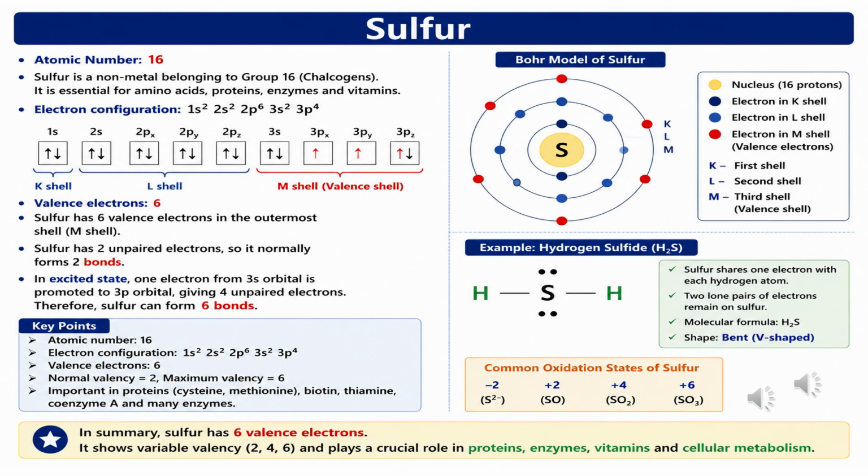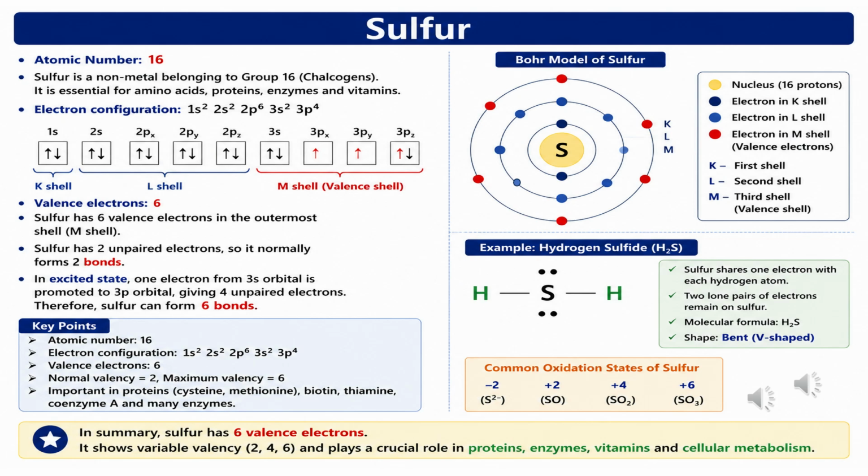Since sulfur needs 2 more electrons to complete its octet, it usually forms 2 covalent bonds by sharing electrons with other atoms. At the bottom of the slide, the HSH structure represents hydrogen sulfide, H2S. In this molecule, sulfur shares 1 electron with each hydrogen atom, forming 2 single covalent bonds. This allows each hydrogen atom to achieve the duet rule, while sulfur completes its octet, resulting in a stable molecule.